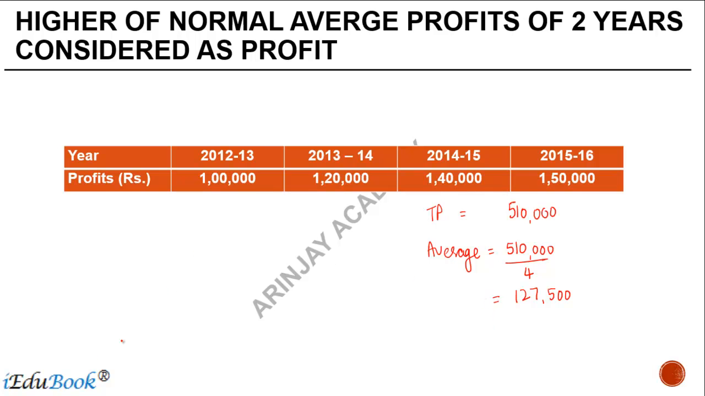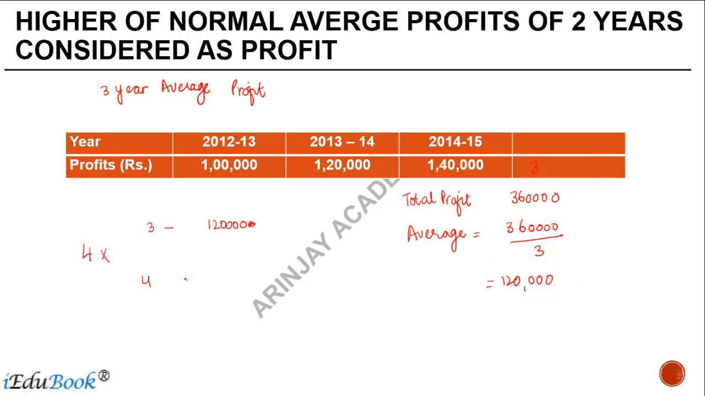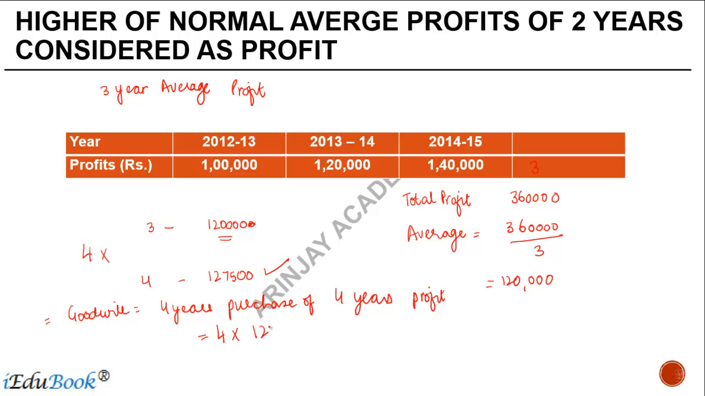How much is the value of goodwill that I had calculated? It is 3 years or 4 years, whichever is higher. 3 years was 1,20,000, 4 years is 1,27,500. Which one is higher out of this? I don't need to tell you, but the 4 years average is higher. So the value of the goodwill will be 4 years purchase of 4 years profit, or in other words, 4 times 1,27,500, which effectively gives me 5,10,000, which incidentally is the total profit earned in the 4 years. So my value of goodwill will be 5,10,000.